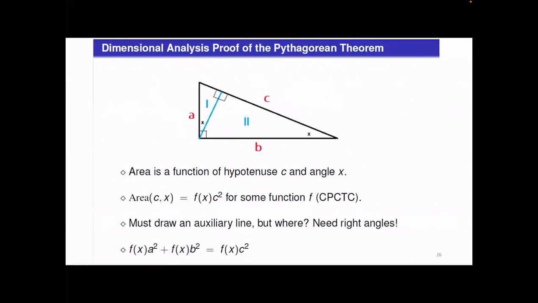What can we do? Well, we know that the area is just proportional to the hypotenuse squared. And the proportionality is just f of the angle x. So since they all have an angle x, and triangle 1 plus triangle 2 equals triangle 3, f of x times a squared plus f of x times b squared equals f of x times c squared. So what do I do now?